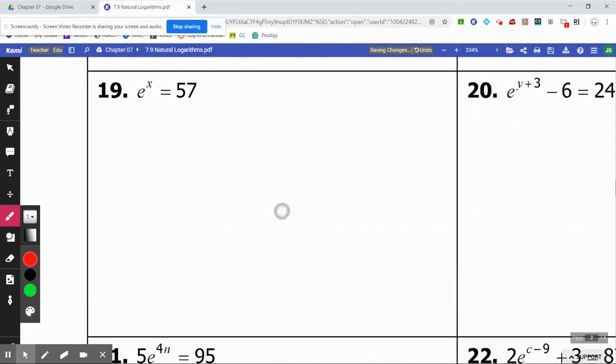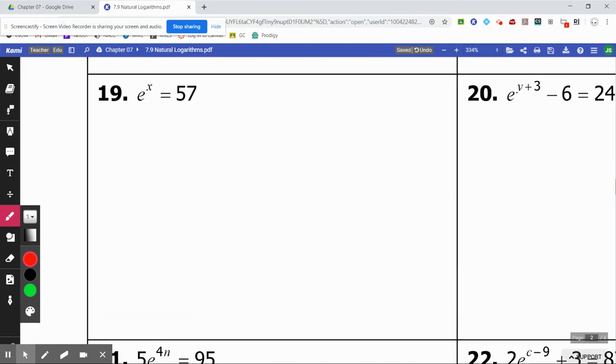Number 19. e to the x power. Now, if you have e to the x, again, isolate your exponential. We're going to change forms. This would be log base e of 57 is equal to x. However, we don't want to ever leave it as log base e. We're going to write it as natural log of 57 is equal to x.